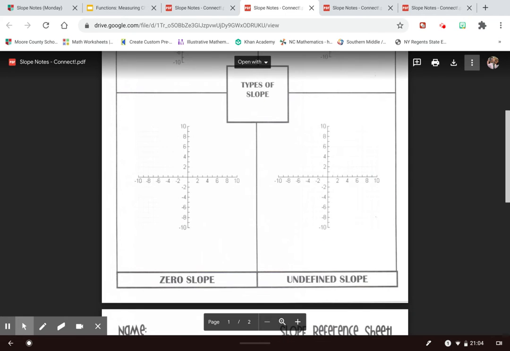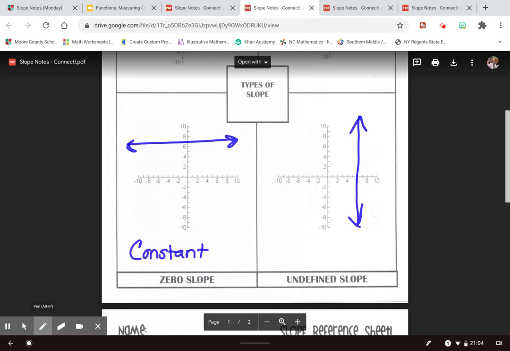Now, if we move on to the next two examples that we had in our video of slopes of lines, we have here the zero slope line, which is the horizontal line, and this is a constant. And then we also have the undefined slope, which was our vertical line. All right, so we'll learn more about these in the future, but these are the four types of slope that we have.